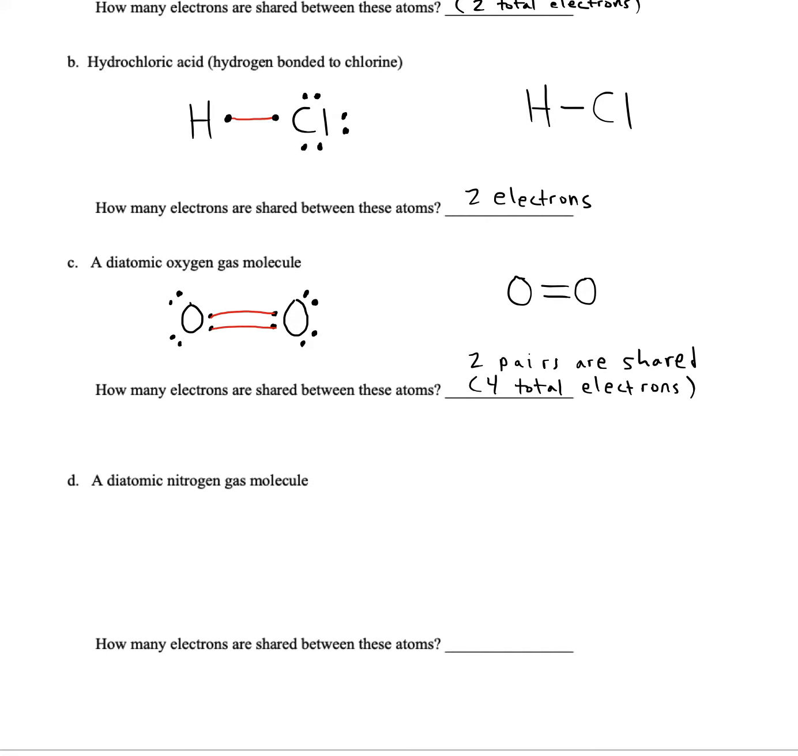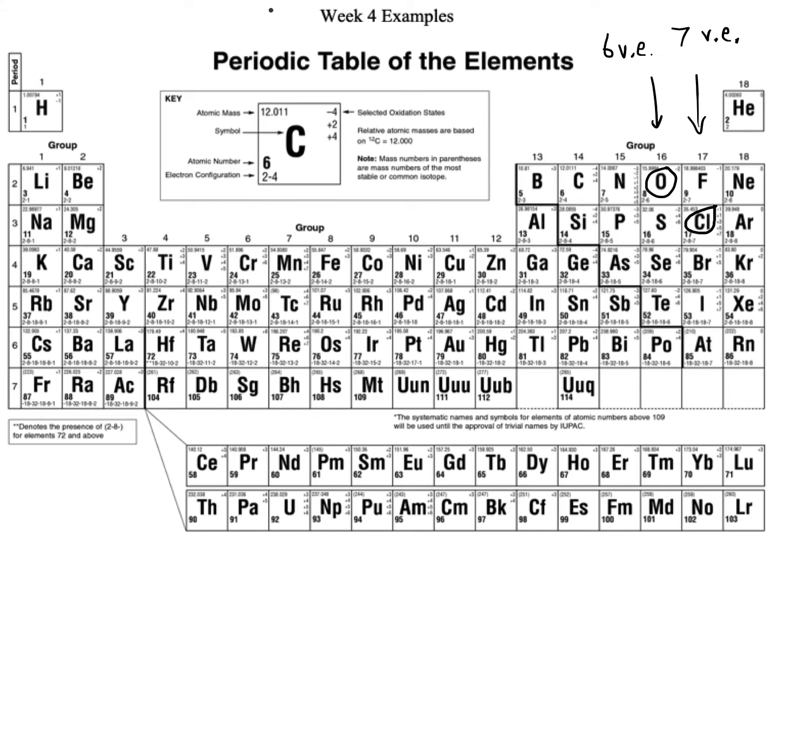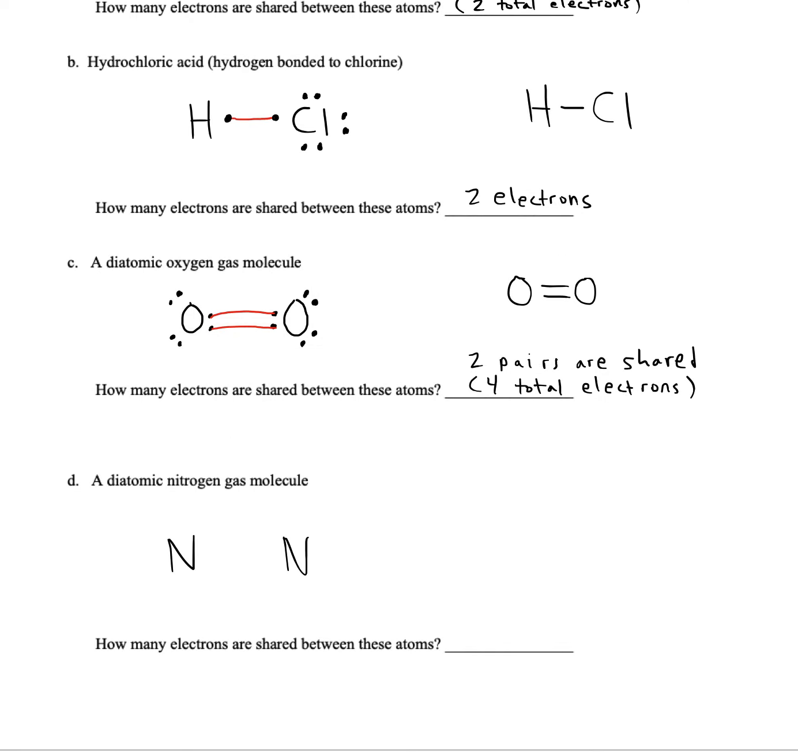Now let's try a diatomic nitrogen gas molecule. That's a nitrogen bonded to another nitrogen. If we go to the periodic table, we see that nitrogen is in this column here, where every element in that column would have 5 valence electrons. So let's go back to the Lewis dot structure and we'll draw 5 valence electrons around nitrogen here.